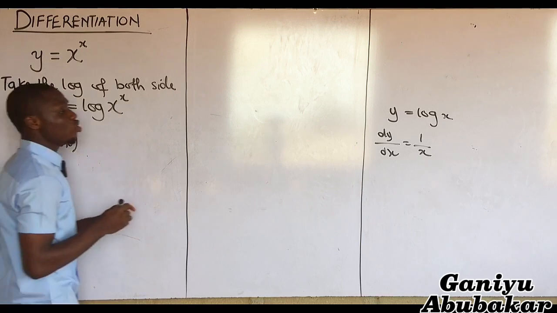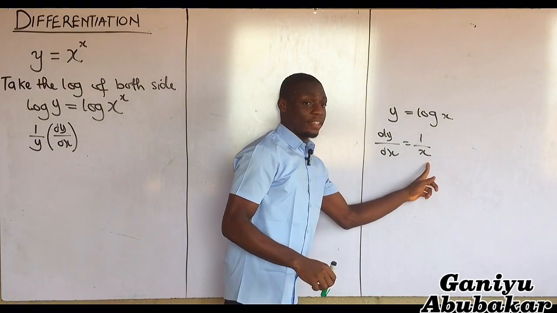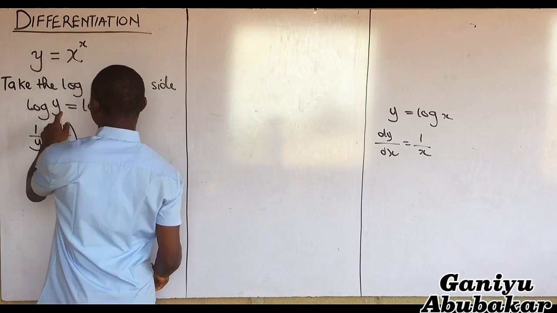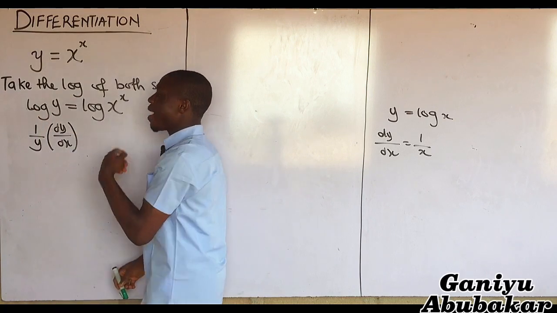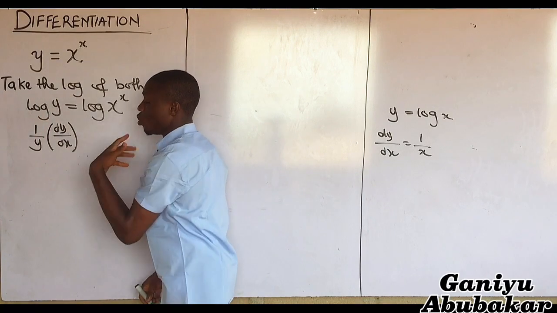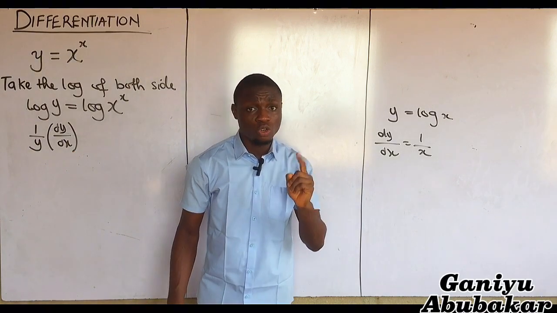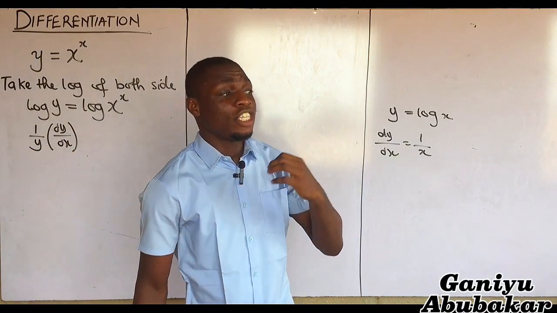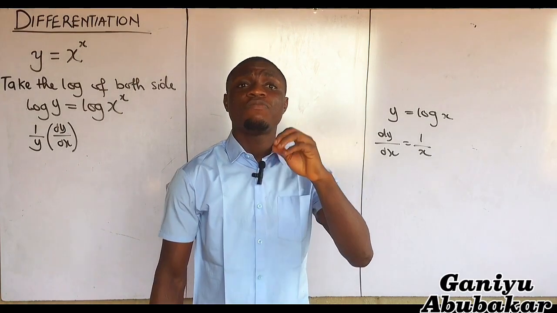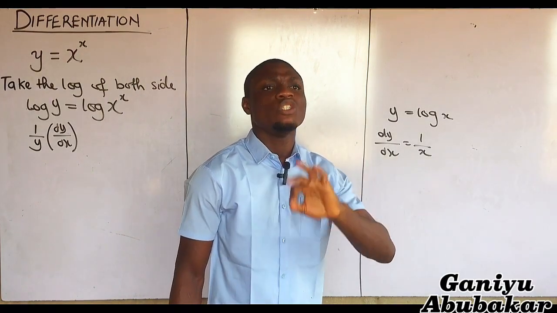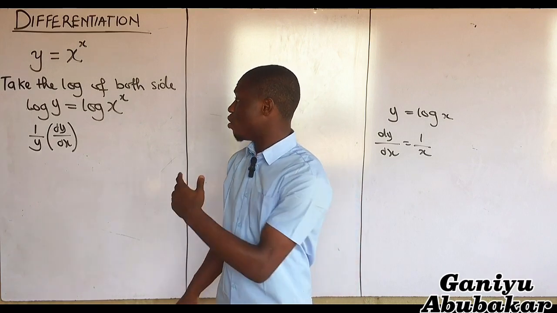If I differentiate log x, I'll have 1 over x. Similarly, if I differentiate log y, I have 1 over y, but I am attaching the dy over dx to it because I'm applying the concept of implicit differentiation. For implicit differentiation, the idea is that whenever you differentiate y, you attach the dy over dx to it. That's the concept there.